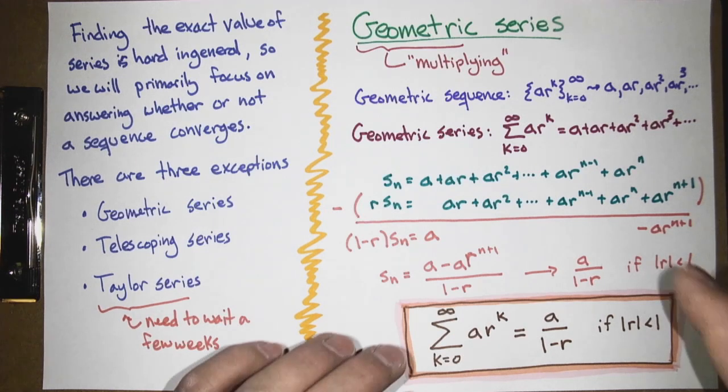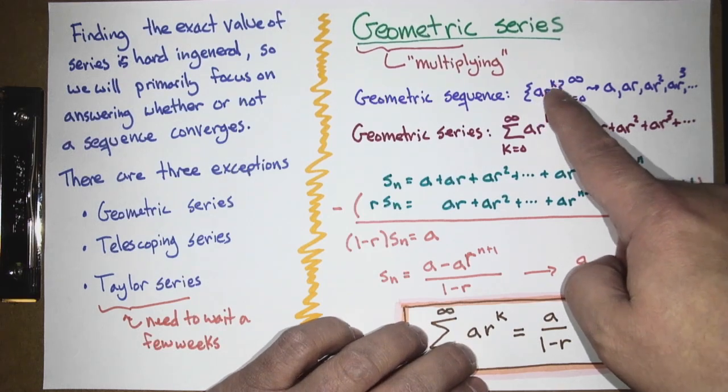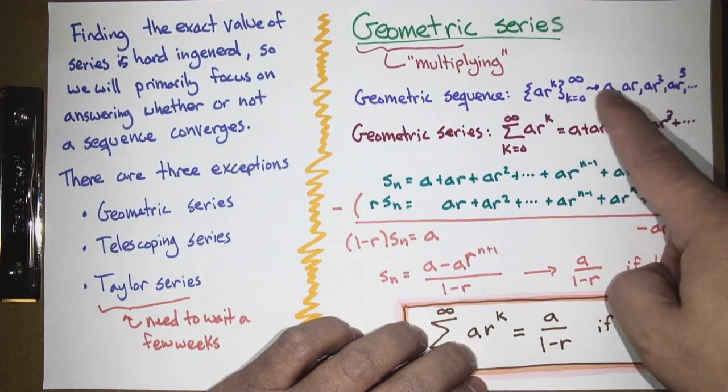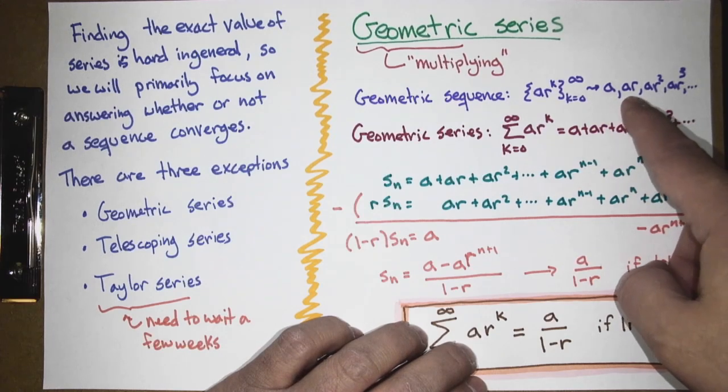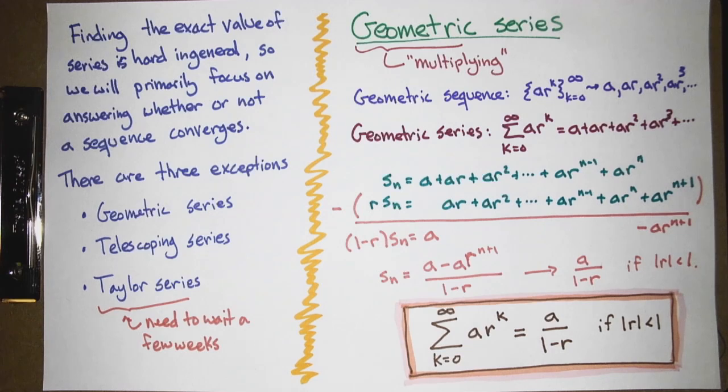So a geometric sequence looks like A times R to a power. The first term is A, the second term is multiplied by R, AR. Now multiply by another R, AR squared. And another R, AR cubed. And so forth and so on. So what's the geometric series? Well, you add those up. A plus AR plus AR squared plus AR cubed and so forth.